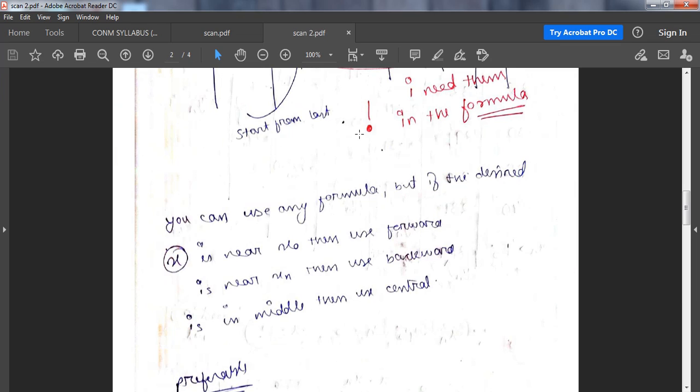Now, generally you can use any method for any type of problem, but it is preferable that if your x value is near to x naught, then use forward difference. If it is near to xn, then use backward difference. If it is in the middle, then use central difference. But this is not a hard and fast rule. You can use any of the methods, or as given by the instructor in your question paper.